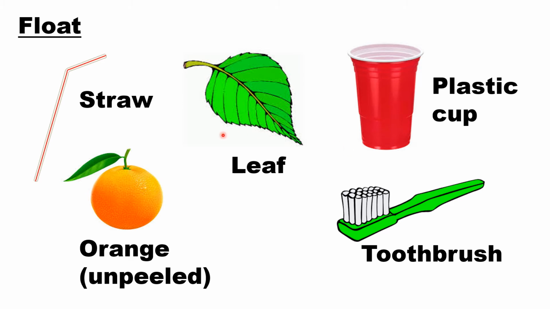Now let's move on with the things that will float. Float means that when you put them on the water, they will not go down. Number one, we have straw. Number two, leaf. Number three, plastic cup. Number four, orange. Those unpeeled oranges will not sink. Unless you peel them, then it will sink. And the last one, we have toothbrush.